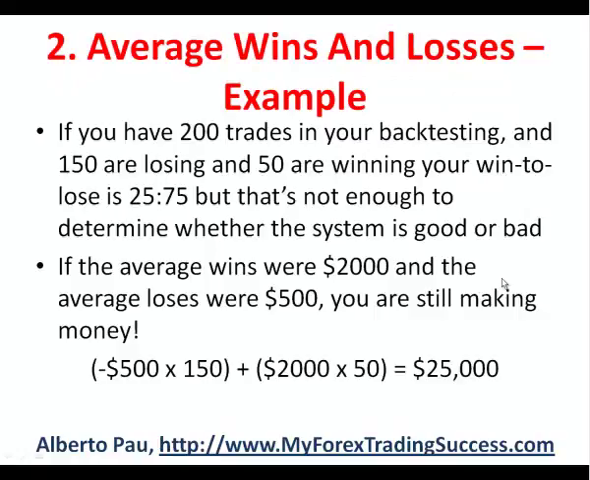Say you have 200 trades in your backtesting and you're losing on 150 of them and you're winning only on 50 of them. Then obviously your win to lose ratio is 25 to 75. But that's not enough to determine whether the system is good or bad. If the average wins were $2,000 and the average losses were $500, you are still making money.